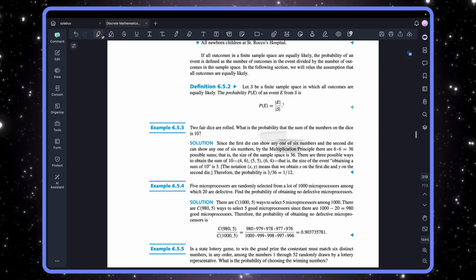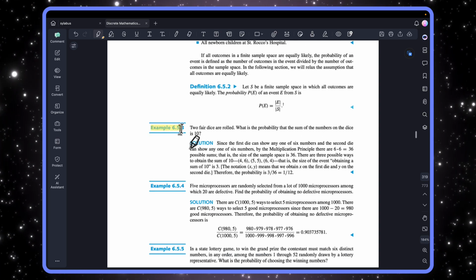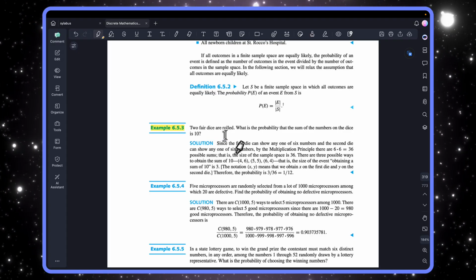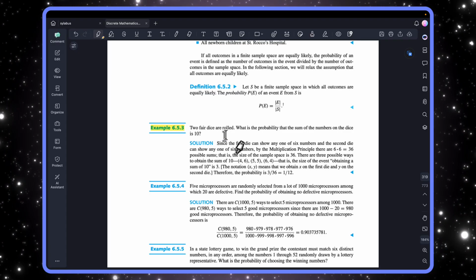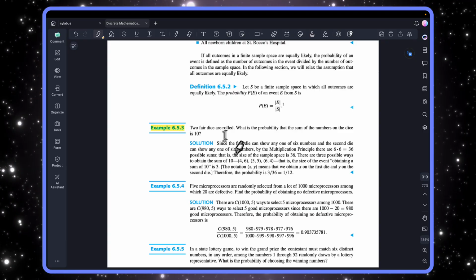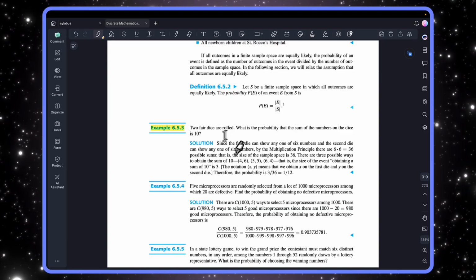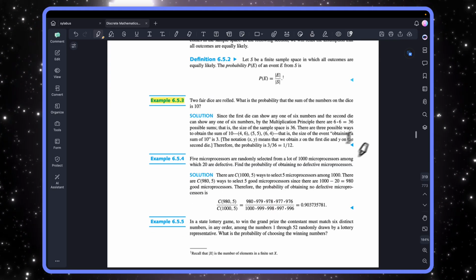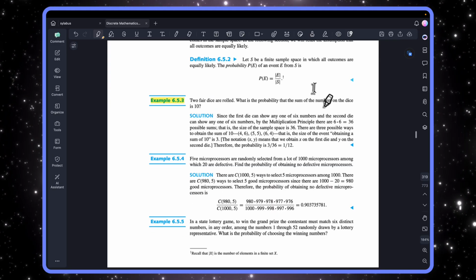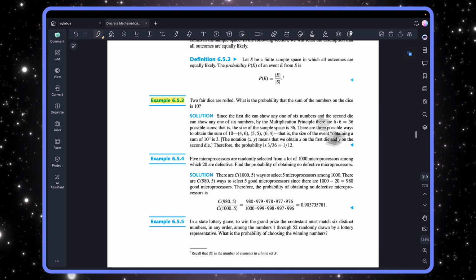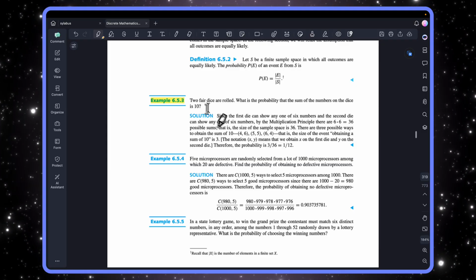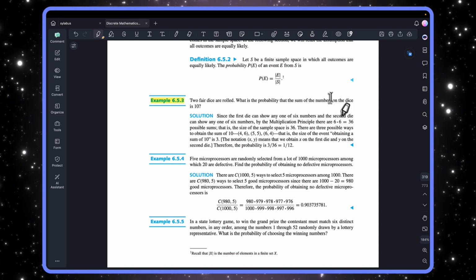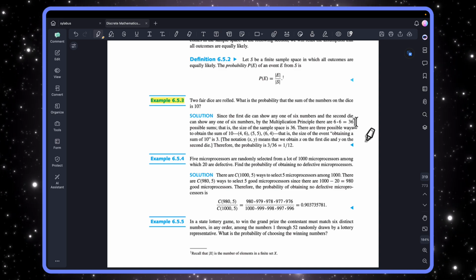So a good example would be this one here. If you have 2 fair dice rolled, what is the probability that the sum of the numbers on the dice is 10? Well, I guess we're just going to do it by inspection. So first thing we realize is that if you throw 2 dice, there's 6 possibilities for the first die and 6 possibilities for the second. So the denominator would be 36.